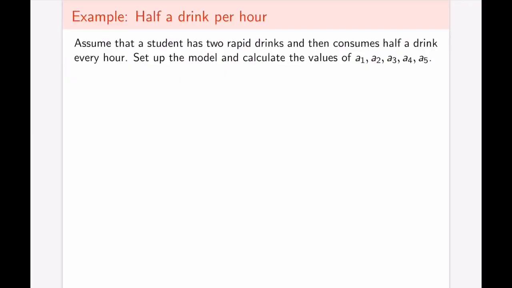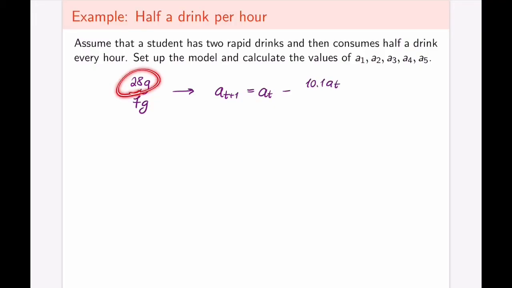So here's our first example, half a drink per hour. We're going to assume that a student, or any human really, had 2 rapid drinks and then consumes half a drink every hour. So 2 rapid drinks are 28 grams of alcohol, and that is our starting amount. And half a drink per hour is 7 grams of alcohol as an addition to it. Using these 2 pieces of information, we can rewrite our model with the new numbers. So notice that nothing about the first setup actually changes.